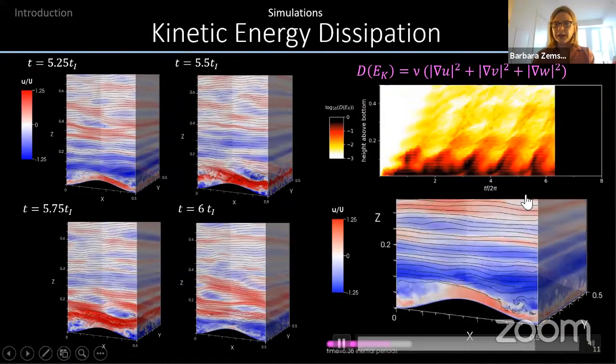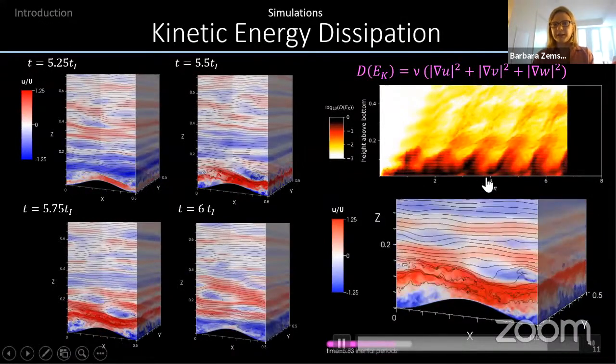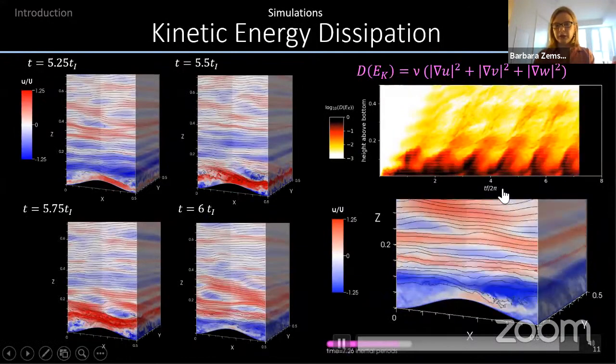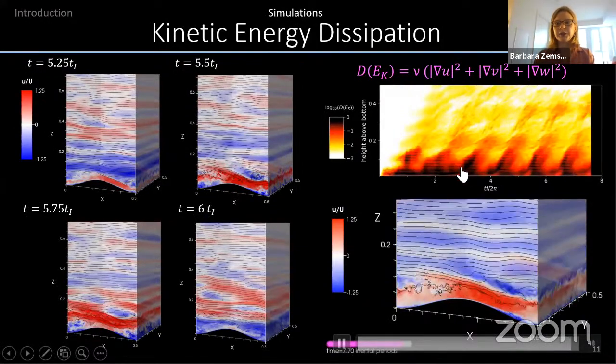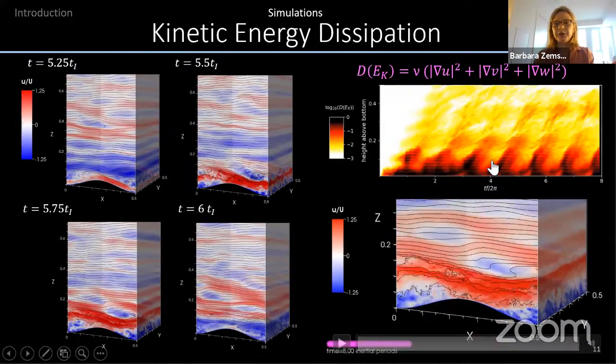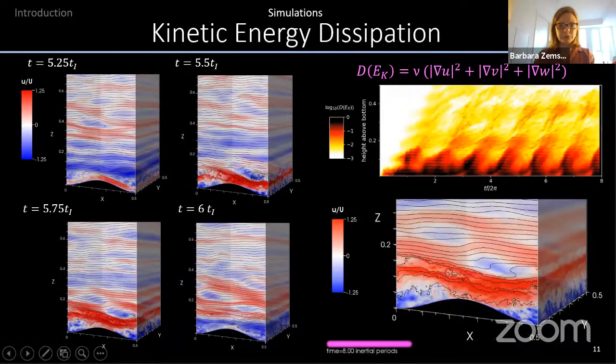And this occurs every, here the time is normalized by the inertial period. And so we see these periodic breaking events occur every inertial period. And so this is an example for one of the simulations. This is actually in a radiative regime, so it's not surprising.